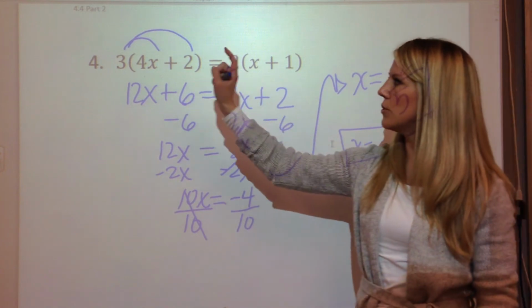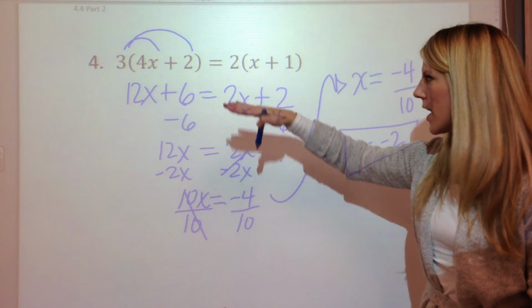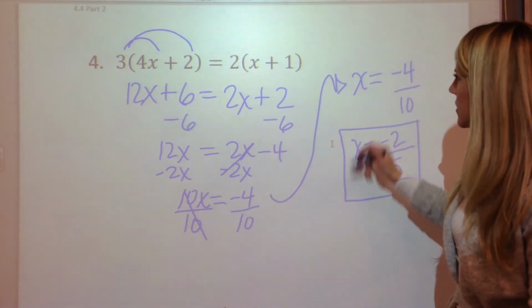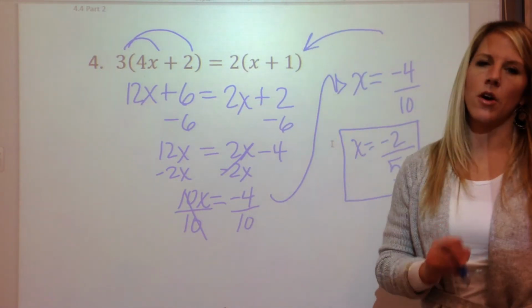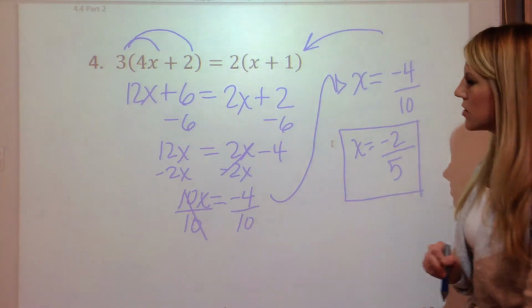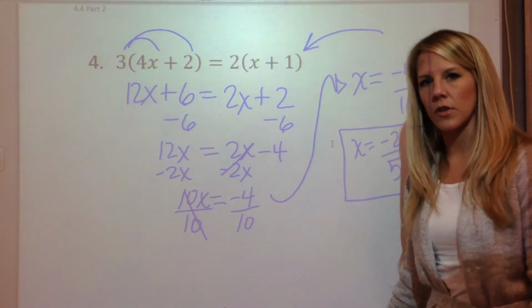So what makes this equation true? When x is negative 2/5. And just like always, every single step is equivalent to this original problem. They all represent the exact same equation. Each step is just written a little bit differently or in a different way.